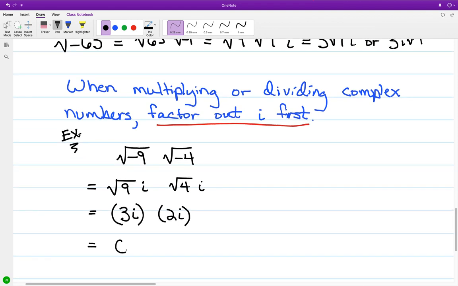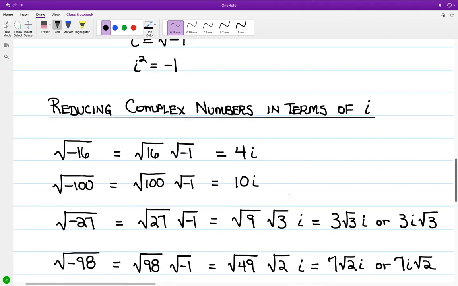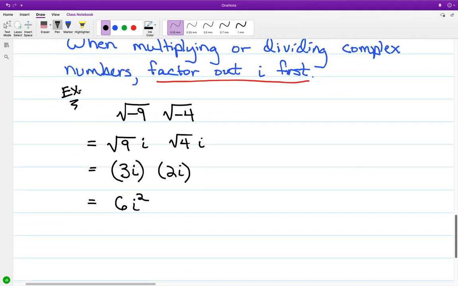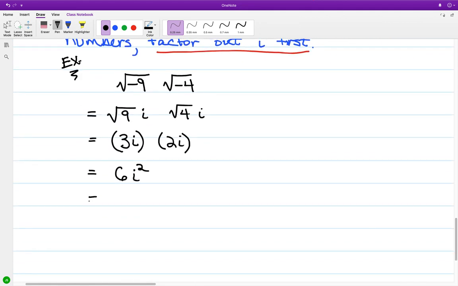3 times 2 is 6. i times i becomes i squared. And guess what? Going back, i squared is equal to -1. So we have 6 times -1. And so the product of the square root of -9 and the square root of -4 goes to -6.